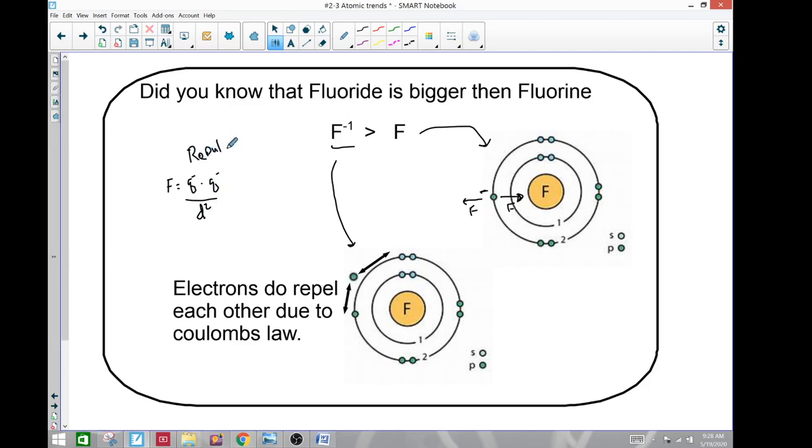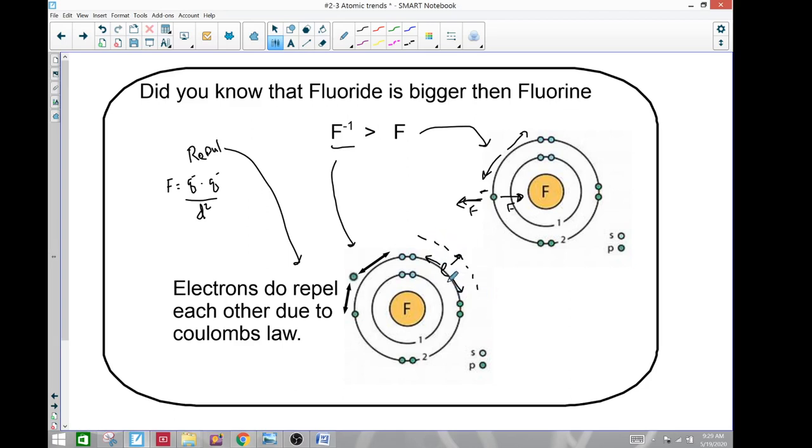Repulsive force right there. So what happens is as they get closer and closer together, they start to push away from each other. And that eventually pushes them out. And that is the outward force. So when I add an additional electron here, the same process happens. They don't like each other. They push away, and that ends up pushing it out ever so slightly.